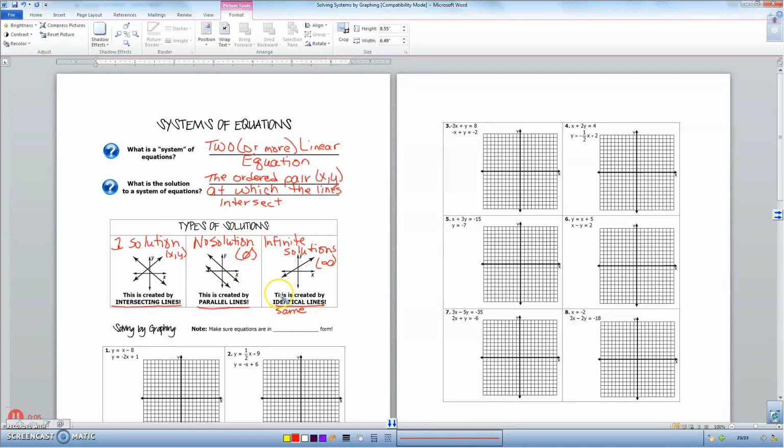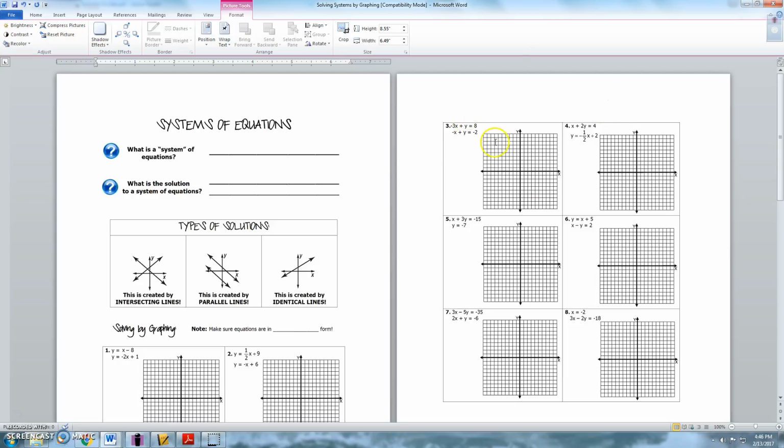Okay? So let's practice one. One of the things I do want you to note here is to make sure that your equation is in the slope-intercept form so that you can graph it easily. Okay? So remember, we need our slope and we need our y-intercept in order to graph the line. So we're going to practice a couple on the video, and then I'm going to leave you to do the others on your own. Okay?